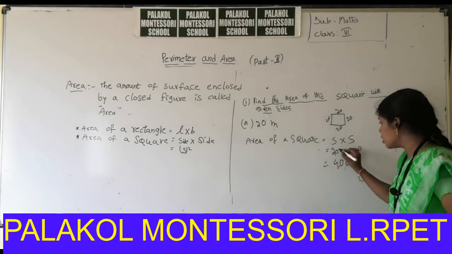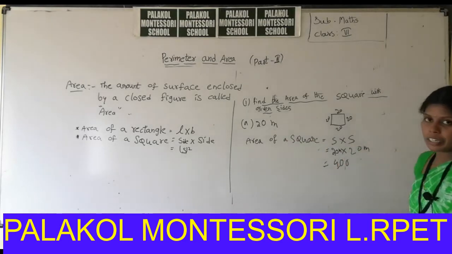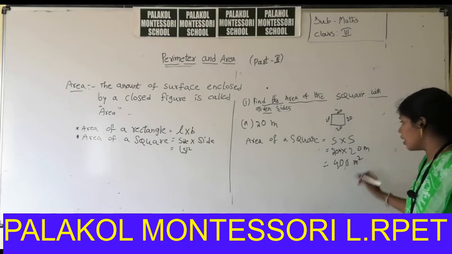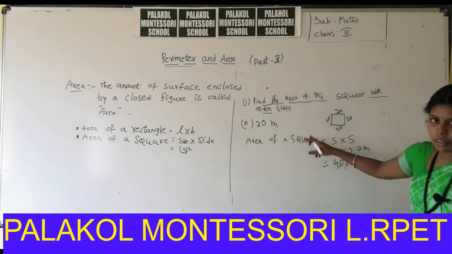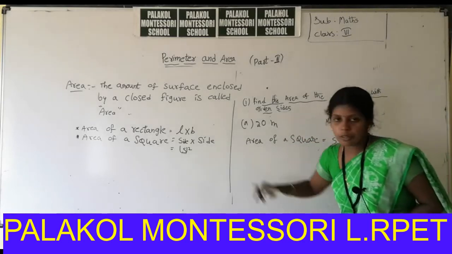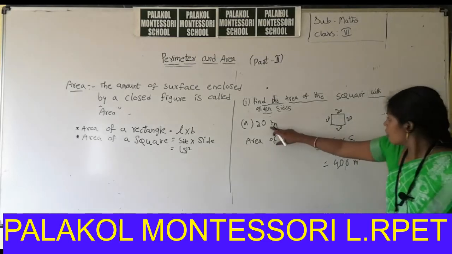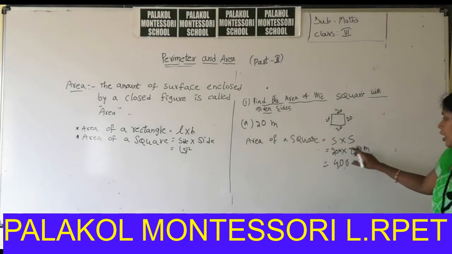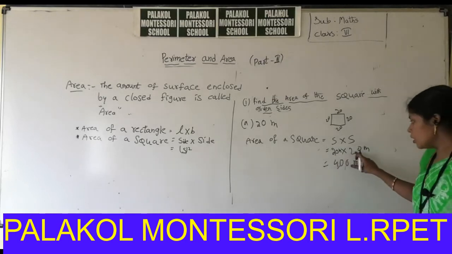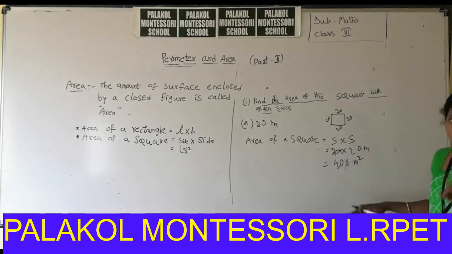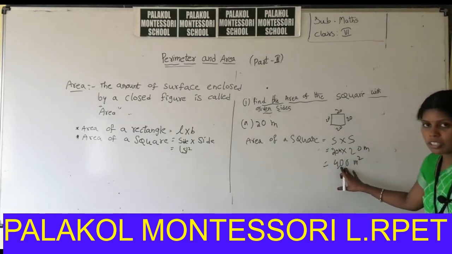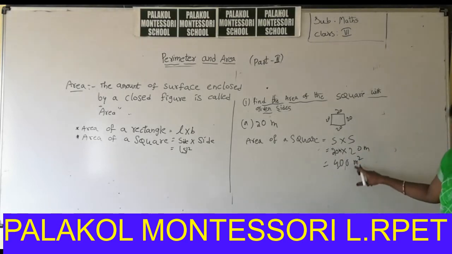This is in meters, so meter into meter, meter square. So area of a square is equal to side into side. In this, what is the side? 20. 20 into 20. So 2 2s are 4. 2 zeros are there, we put 2 zeros. So meter into meter, meter square.